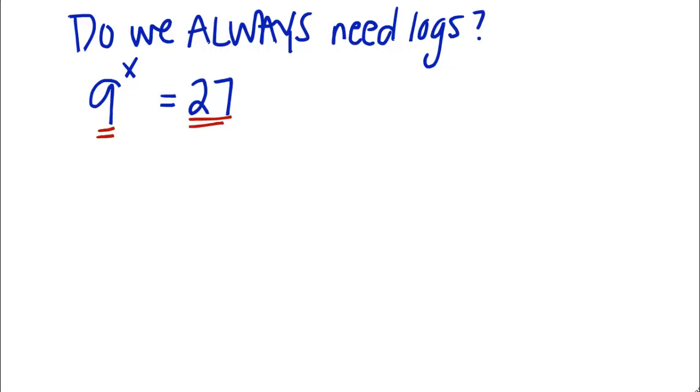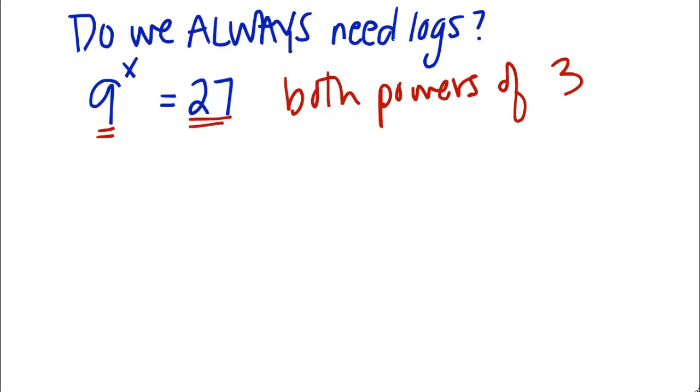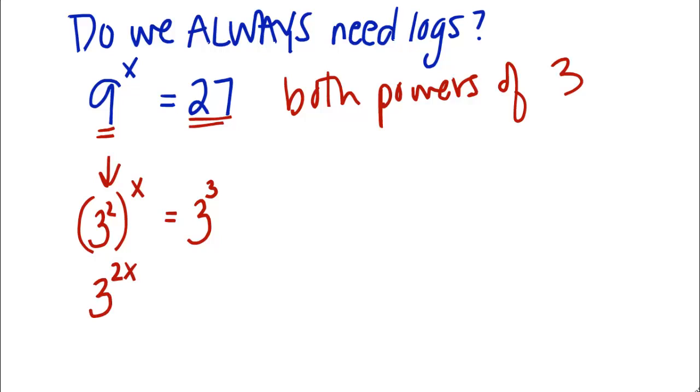But we can solve this without even using logs. 9 and 27 are both really nice numbers because they are both powers of 3. 9 is really 3 squared. So 9 to the x, I'm going to write that as 3 squared to the x. 27 is 3 cubed. So using our exponent rules, I know that 3 squared to the x is the same as 3 to the 2x, which is equal to 3 cubed.